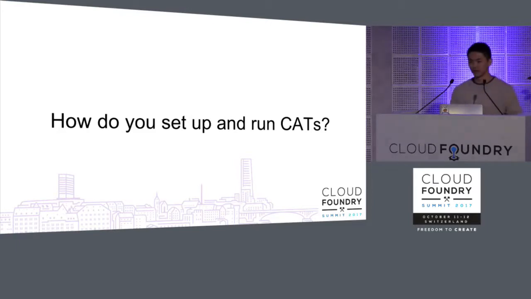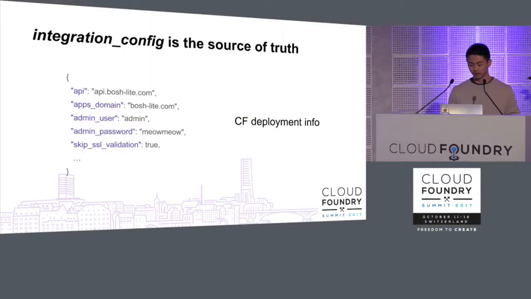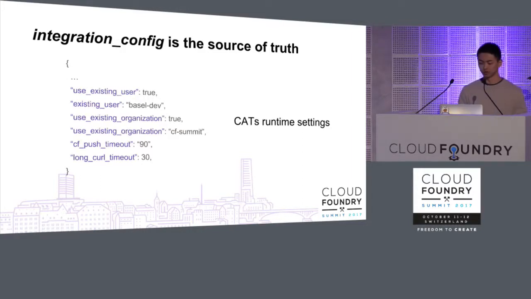Right, so now that we have our dev changes, we're ready to test our dev changes. So how do we get started? How do we set up and run CATS? CATS uses a configuration file. It's a JSON file called the integration config. And in it, we have some required properties that enable CATS to properly target and push apps to your Cloud Foundry deployment. There are also some additional optional test runtime settings so that we can have more flexibility in the way we run this test suite.